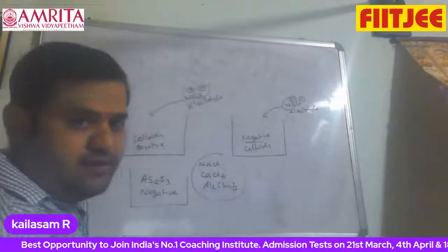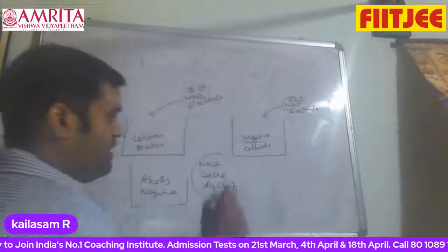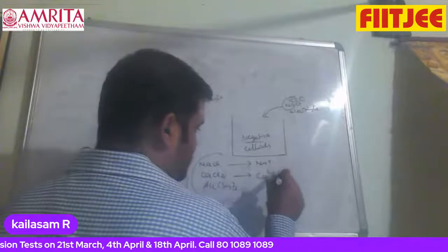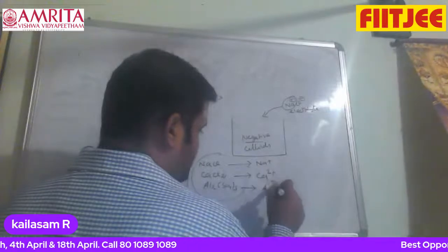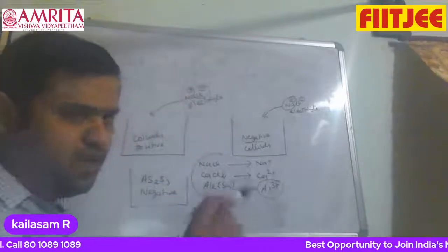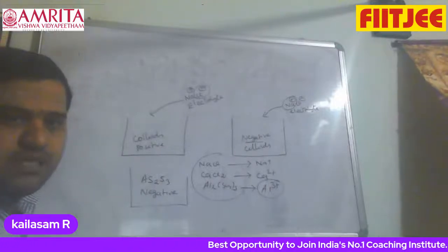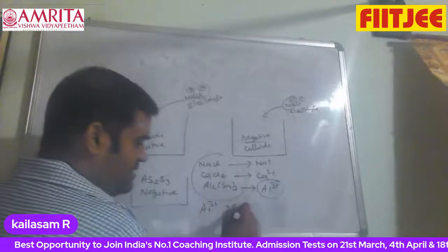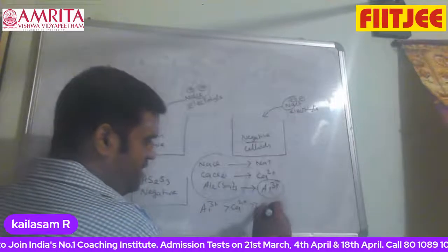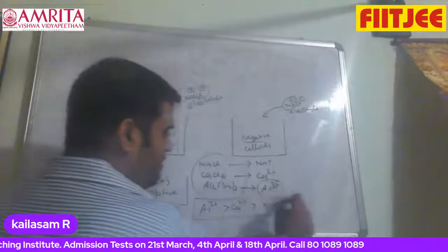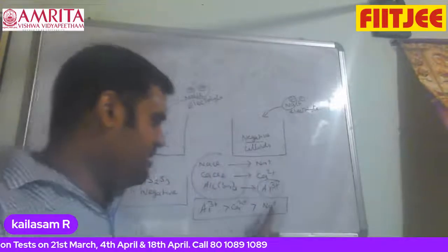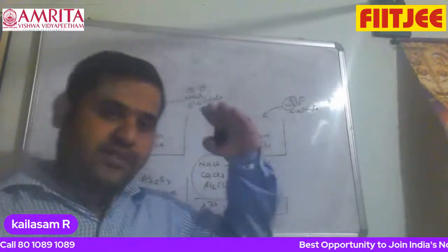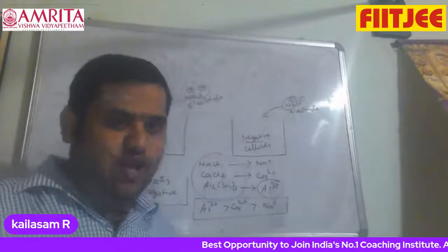Among these three, which will coagulate faster? We should go with the charge of the cation: Na plus, Ca2 plus, Al3 plus. High charge easily coagulates. High charge easily coagulates. That means Al3 plus, then Ca2 plus, then Na plus is the order of coagulating power, and the coagulating value is higher for Na plus than Ca2 plus. Al3 plus has higher coagulating power and lower flocculation value.